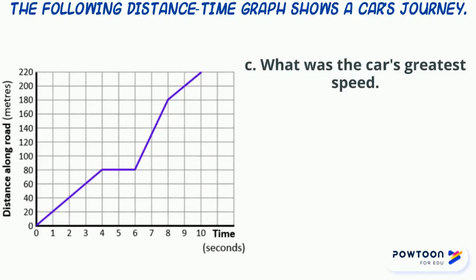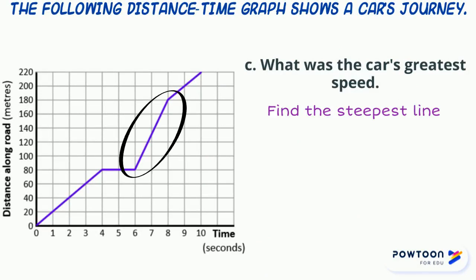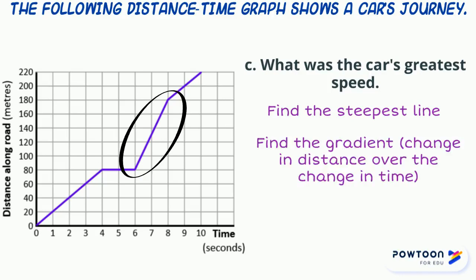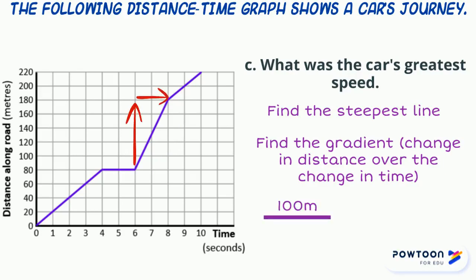We're looking to find the car's greatest speed, so we're going to have to actually find out which one is the steepest line. Looking at it, you can see that that middle diagonal is the steepest line, so that's going to tell us our greatest speed. We'll start by finding the gradient. Remember, the gradient is the change in distance over the change in time. We can see that it goes from 80 to 180 meters, so it goes an increase of 100 meters, and then that takes place in 2 seconds, so it's 100 meters per 2 seconds, or 50 meters per second.